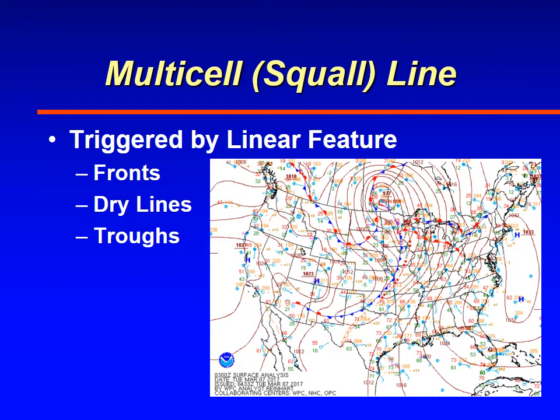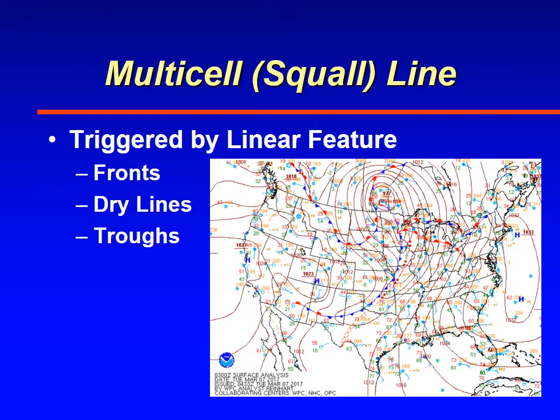Typically, squall lines are triggered by some sort of linear feature, something that's along a line, of course. So that could be fronts, as you see in this example. On this particular day in 2017, you can see that there was a front that stretched from Minneapolis all the way down to Texas, and along a significant portion of that line, close to Minneapolis all the way down to Oklahoma, there was a squall line, and that's what you saw on the previous slide, all the thunderstorms that went from Minnesota down to Oklahoma.